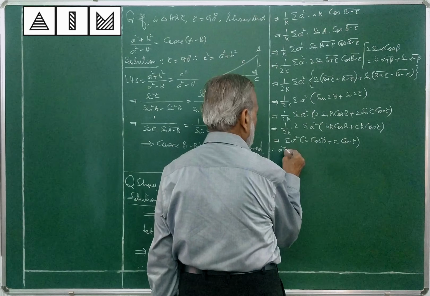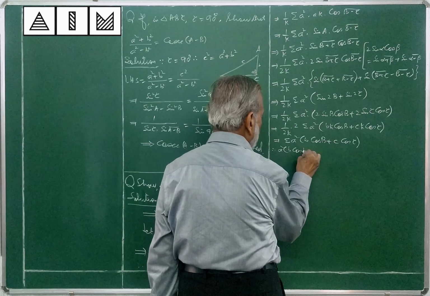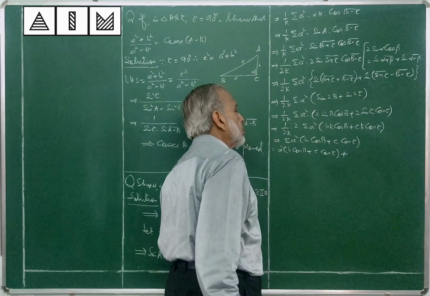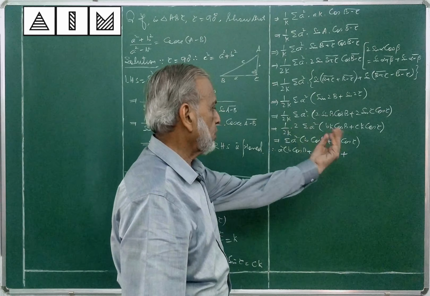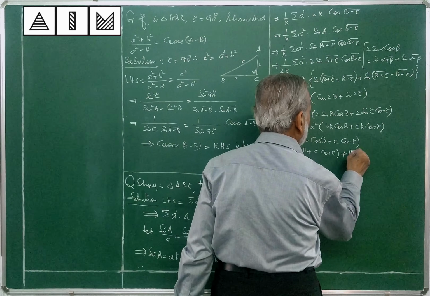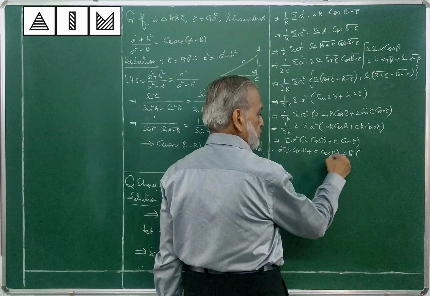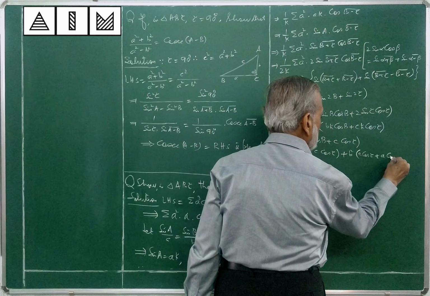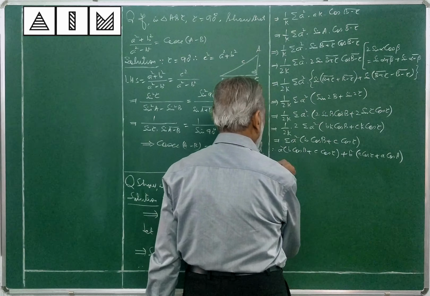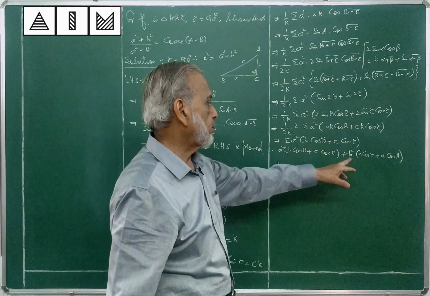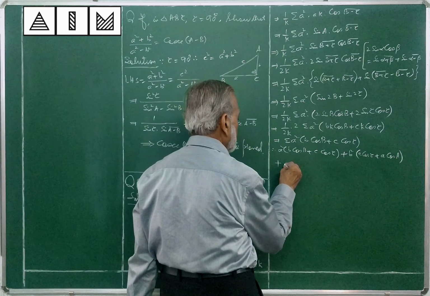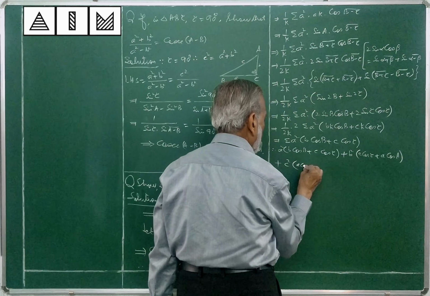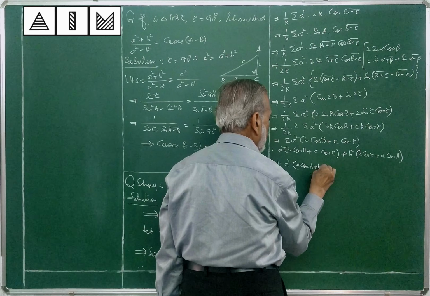Your first term is a square (b cos B plus c cos C). This begins with A square, next term will begin with B square. This is (c cos C plus a cos A), plus A square into this, B square into this, now C square comes, (a cos A plus b cos B).